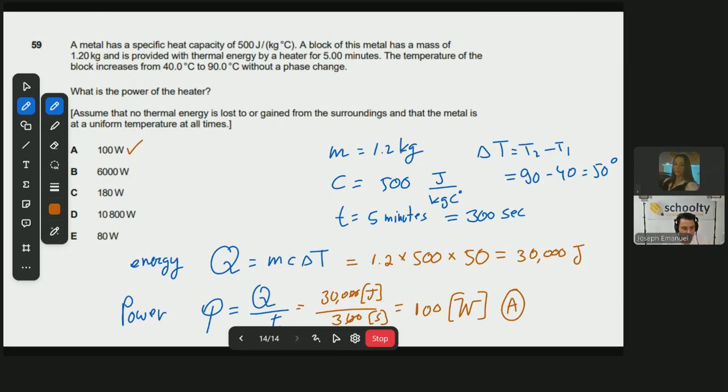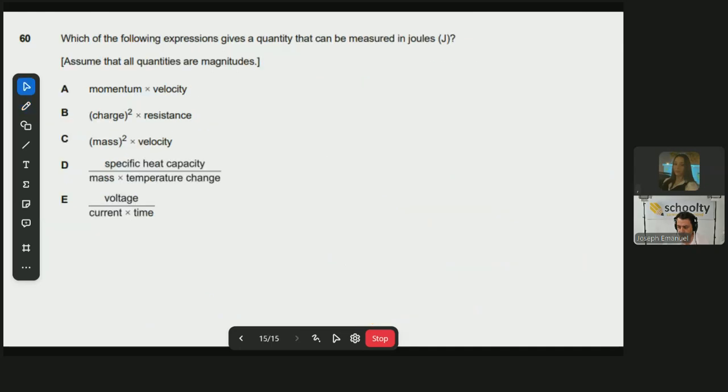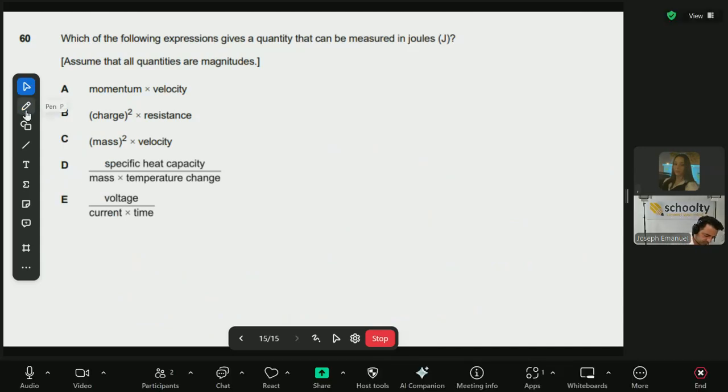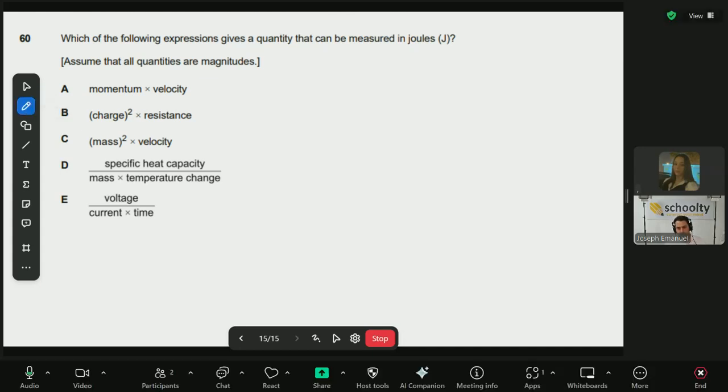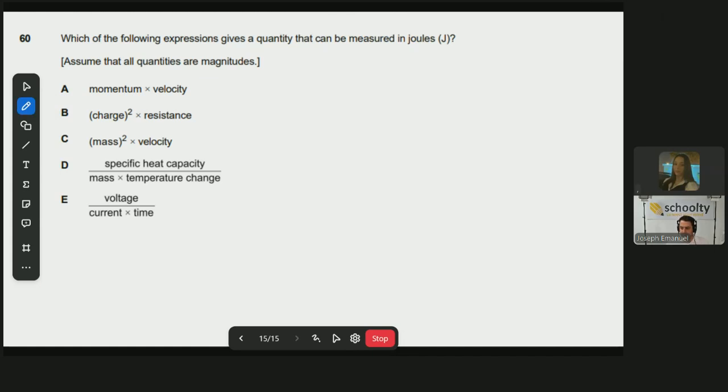Okay, last question, 60. Let's read it. Which of the following expressions give a quantity that can be measured in joules? Assume that all quantities are magnitudes. I think we need to remember where we have joules. So before we solve it, let's remember what joules and energy are.